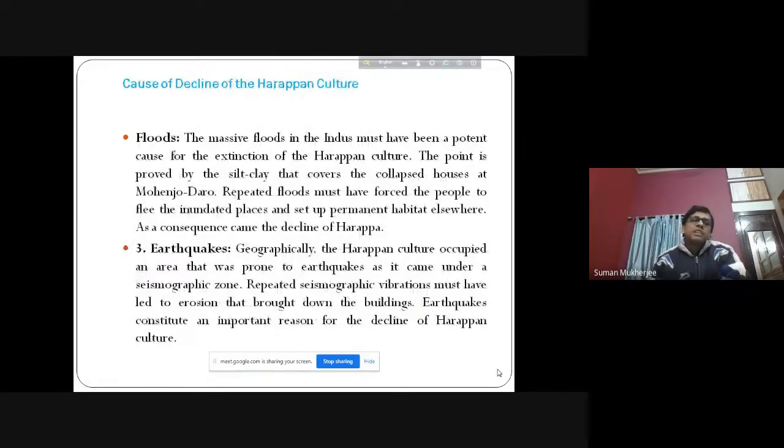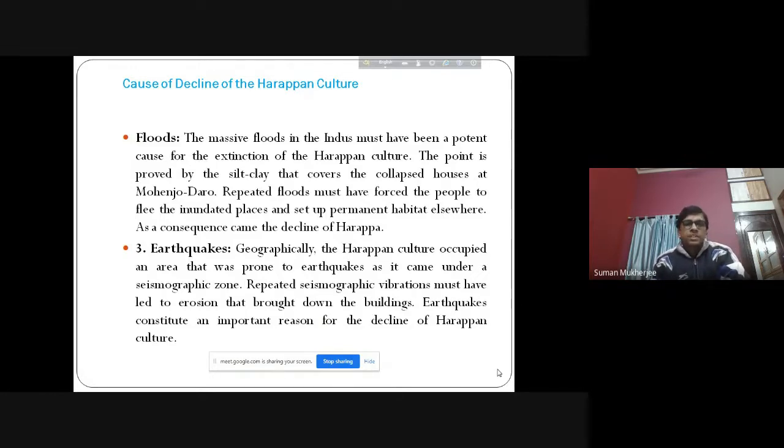And number one is floods. This is a very important factor. The massive floods in the Indus Valley must have been a potent cause for the extinction of the Harappan culture. The point is proved by the silt clay that covers the collapsed houses at Mohenjo-daro. Repeated floods must have forced the people to flee the inundated places and set up permanent habitat elsewhere. And as a consequence came the decline of Harappa. So floods were the major cause behind the decline.